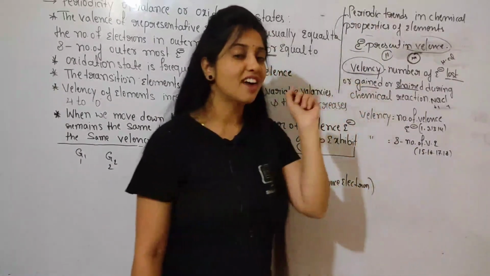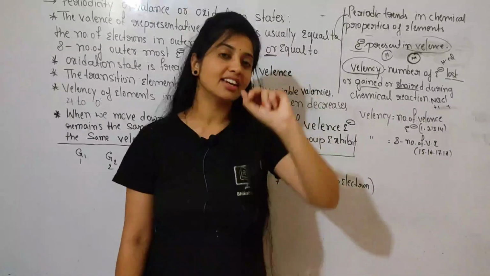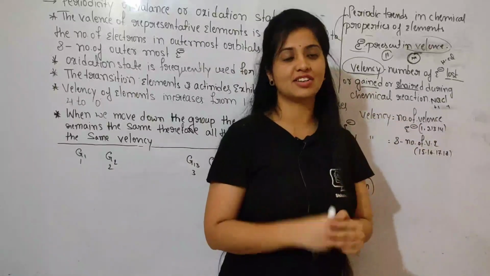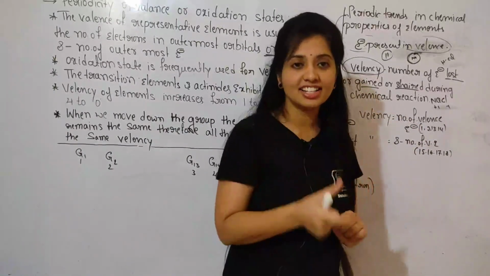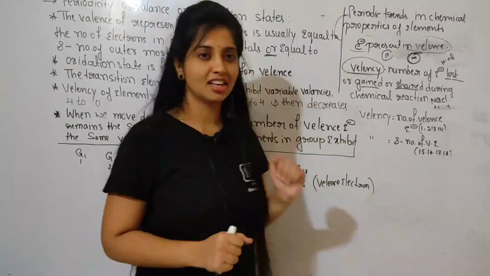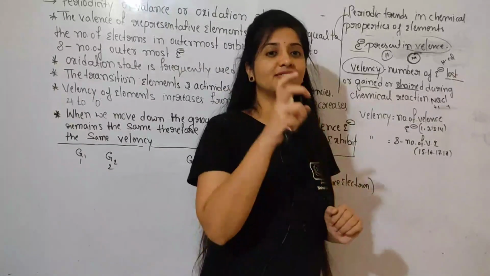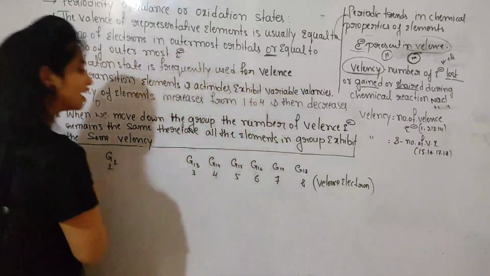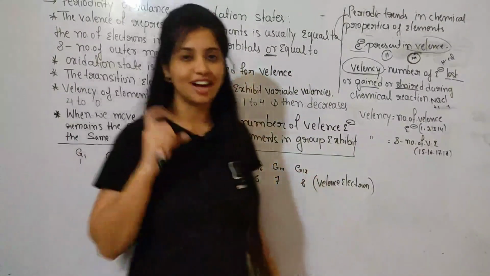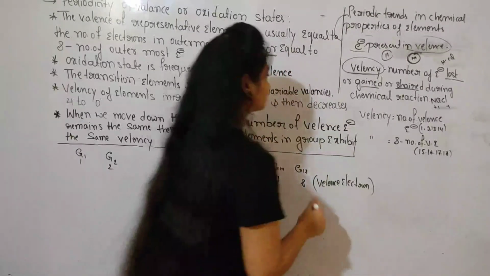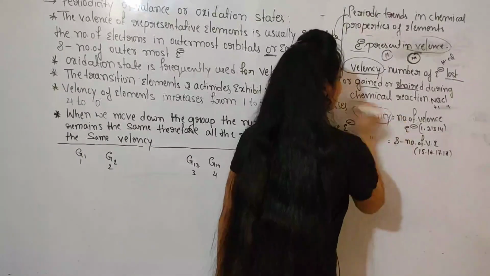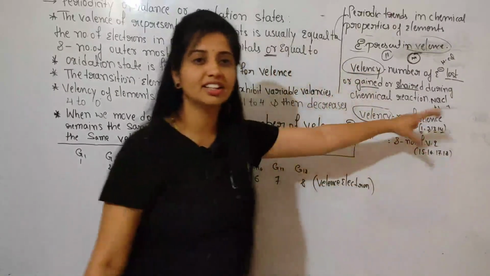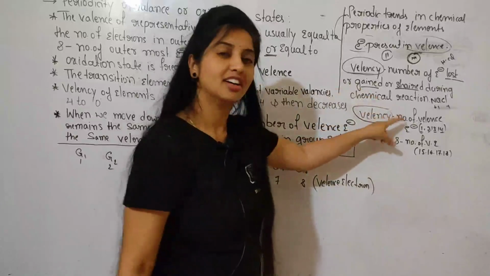And what is the number of electrons involved in the chemical reaction, what is the valency of first group elements and what is the valency of second group elements? Like this, group wise we have to know their valency, guys. So see here, the valency of first group, second group, 13th group and 14th group, we have the definition, this one.